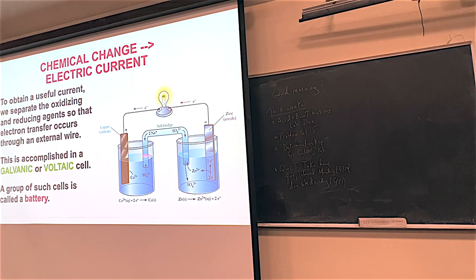And here in this example, we have a piece of copper metal in copper 2 plus ions. And on the other side, you've got a piece of zinc metal, and there's also some zinc 2 plus ions running around, all right? And look what they did. They took a piece of copper wire, which is essentially this little black line right here, and connected the zinc side to the copper side, all right?